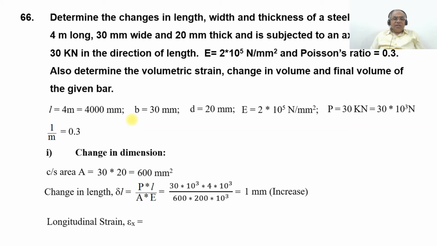Then what is the longitudinal strain? Epsilon x will be equal to delta L by L, that is 1 by 4000, which will be equal to 0.25 into 10 to the power of minus 3. Now, what is 1 by m? That is the Poisson's ratio, which is equal to epsilon lateral by epsilon longitudinal. So what is epsilon lateral? 1 by m, the Poisson's ratio, which is 0.3, into longitudinal strain, 0.25 into 10 to the power of minus 3. Substituting these two values and on simplification, you are going to get 0.75 into 10 to the power of minus 4.